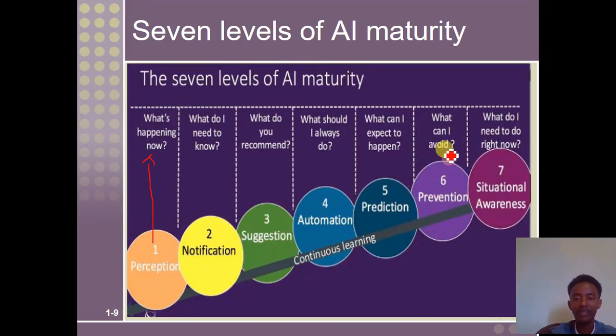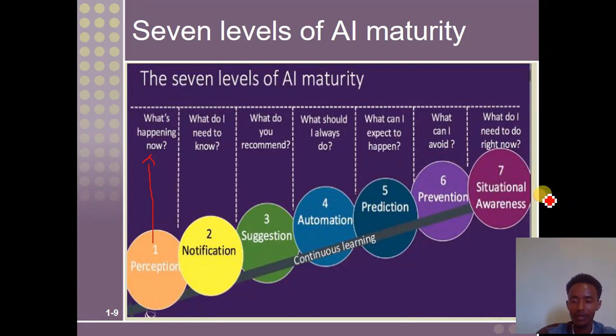Then the other one is prevention. If it is a system that has been deployed in order to prevent insecurity, so security should be protected. What can I avoid? If it is a security provider, providing security services like cameras or artificial intelligence, it should know what it should avoid.